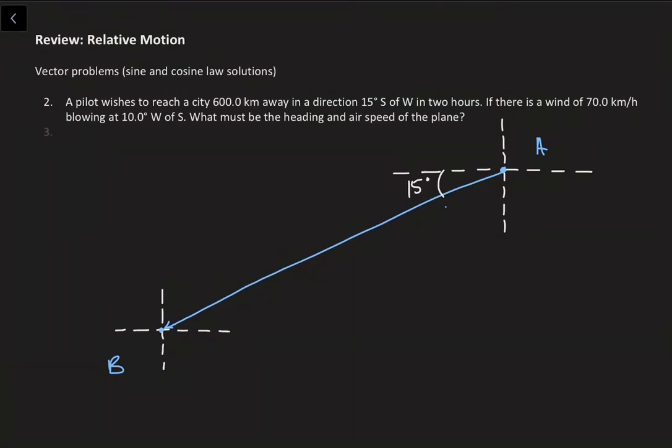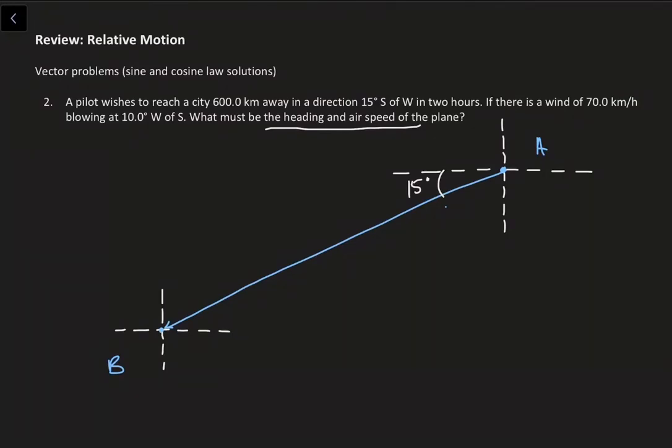So I've drawn a diagram that goes from A to B, right? And it's in a direction 15 degrees south of west, which I've labeled here. So we want to find the heading and the airspeed of the plane. Since we want to get from A to B in a direction 15 degrees south of west, that must mean that this is the resultant. This is what someone on the ground would see. This is where they would actually end up going.